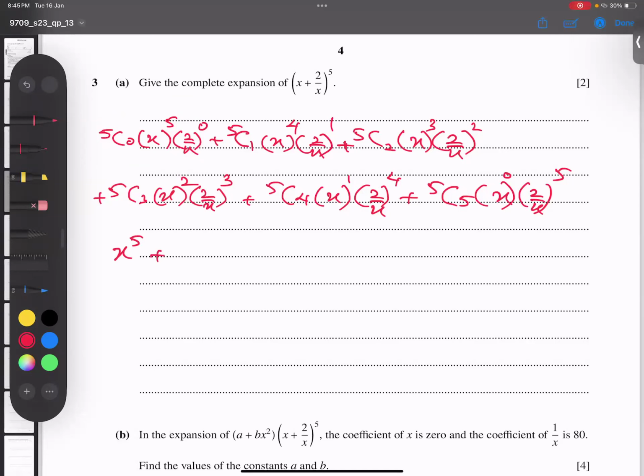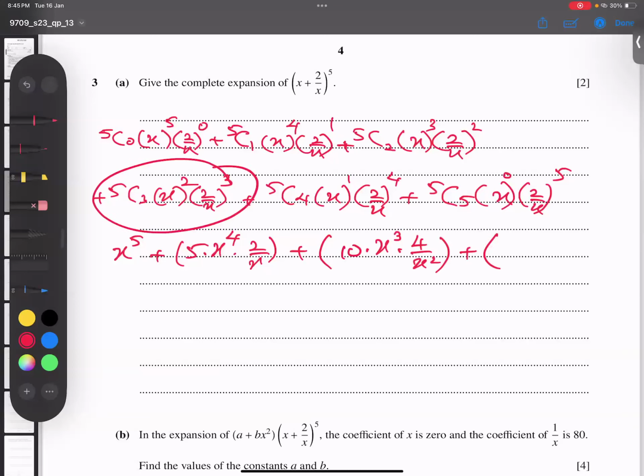And 5C1 is 5. Okay, I'm writing here 5 x to the power 4. I'm showing some working here. I got 2 over x. This dot means multiply. Make sure 5C2 is 10 and x to the power 3 and square of 2, 2 squared. Please don't take shortcuts, otherwise there is a chance of mistake.